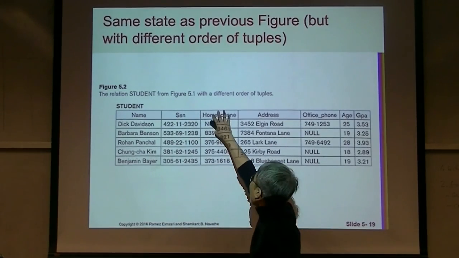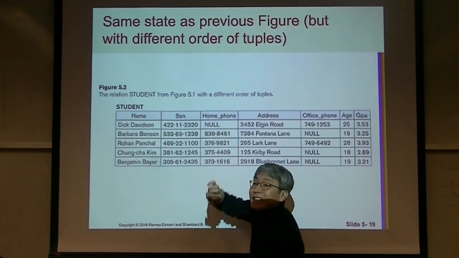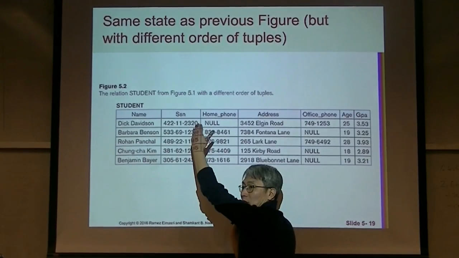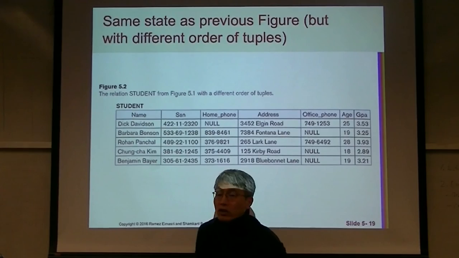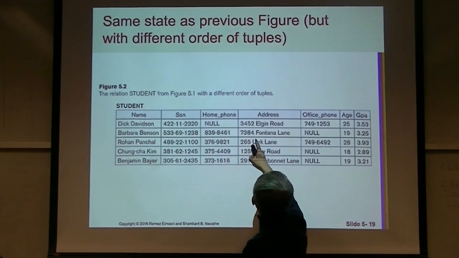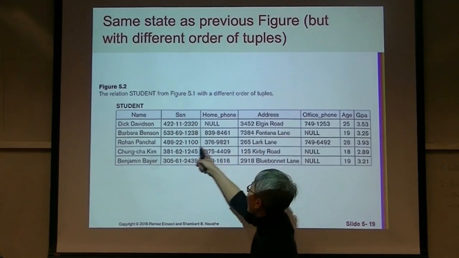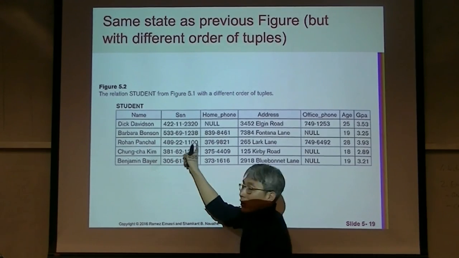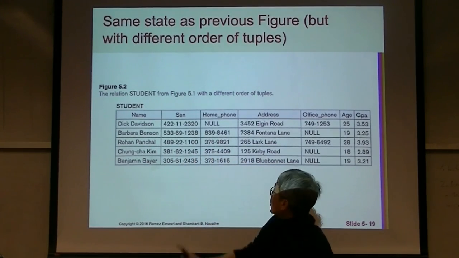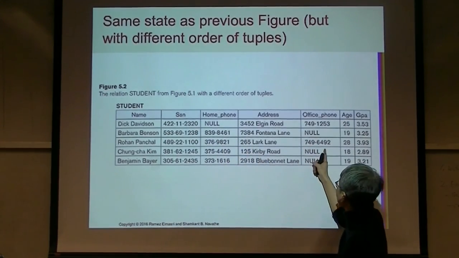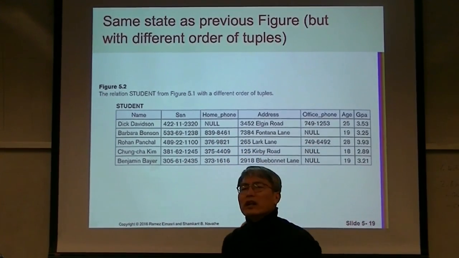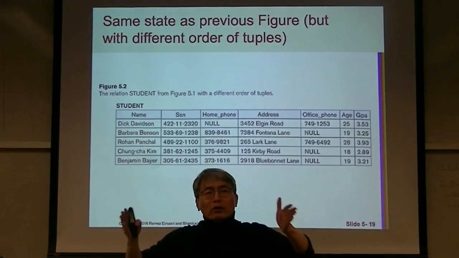Right? Because there is no home phone number attribute for Dick Davidson. So we cannot make the student relation because they are different. We can take only this one. Roland the puncher will be the only data because it has all attributes. This one not, this one not, there's no data. So that's the problem when you create the relation.